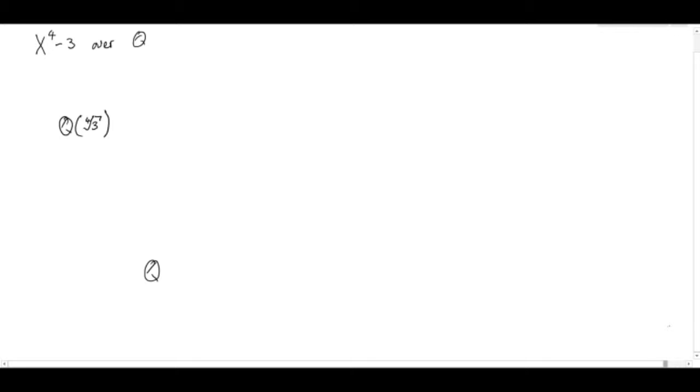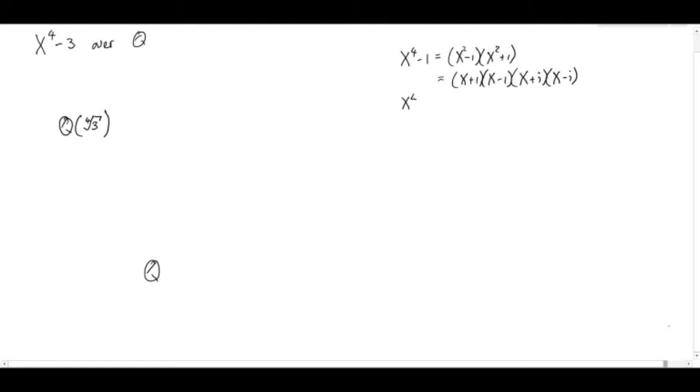So what are the other roots of this polynomial? Well, let's factorize x to the 4 minus 1 as the difference between two squares first: x squared minus 1, x squared plus 1. x squared minus 1 factorizes as x plus 1, x minus 1. And x squared plus 1 factorizes as x plus i, x minus i.